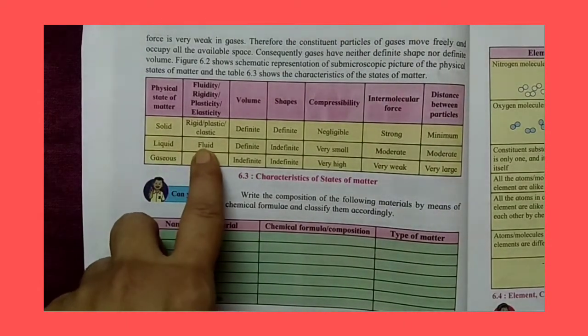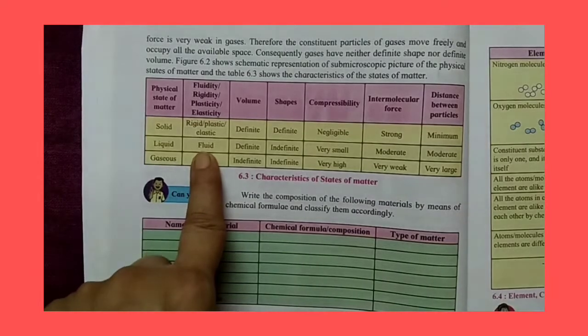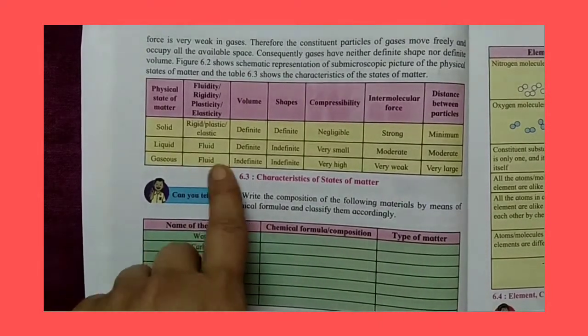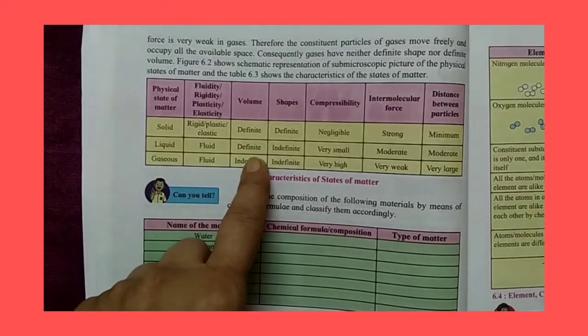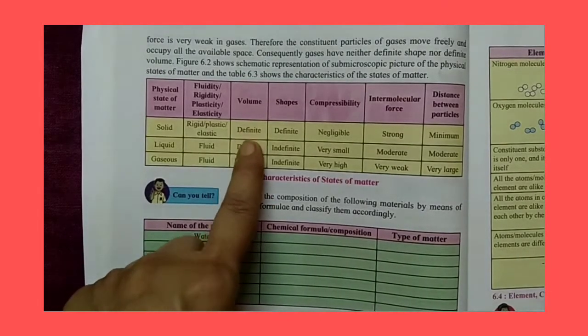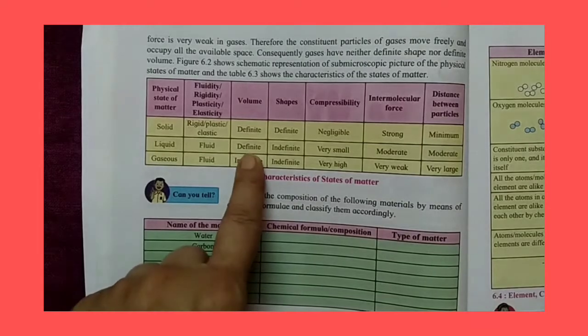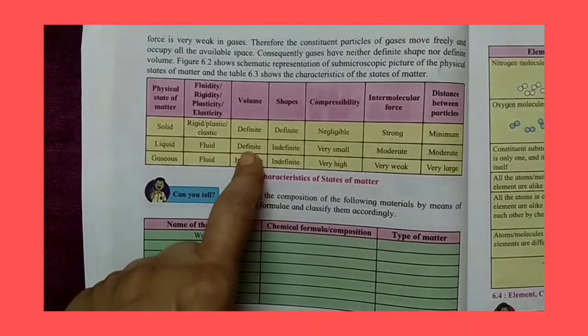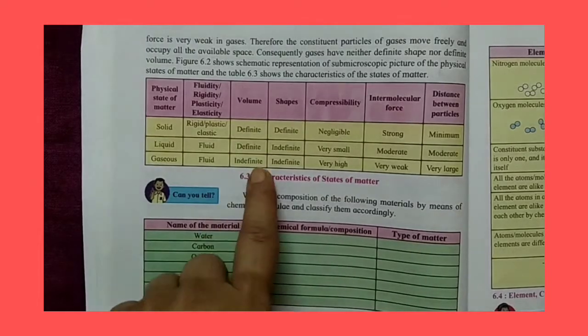Now for liquid, it is a fluid, it can flow. If we drop some water on the floor, it will start moving. Then volume is definite, we can measure it. We can take the volume, like when we buy milk, we ask for half a liter milk, 1 liter milk, so the volume is definite.